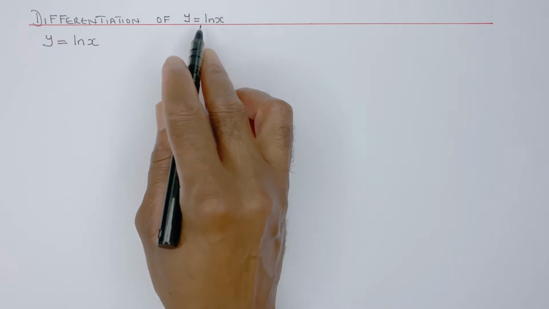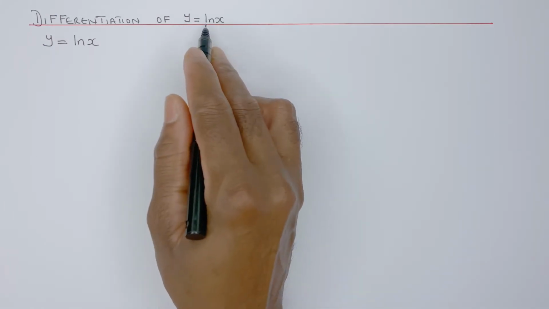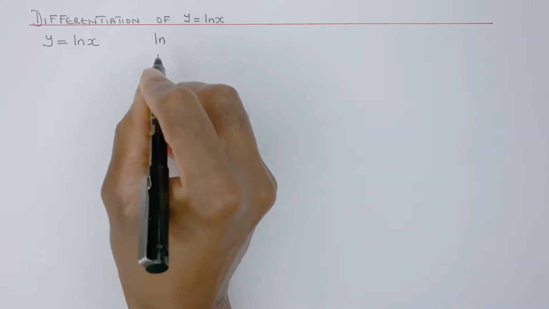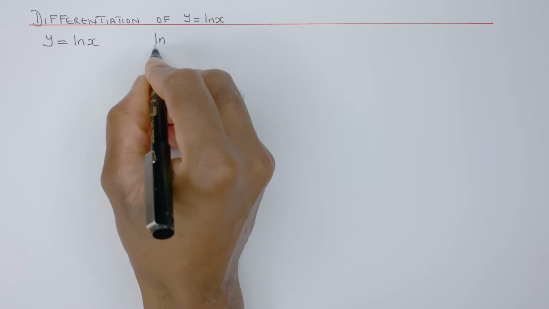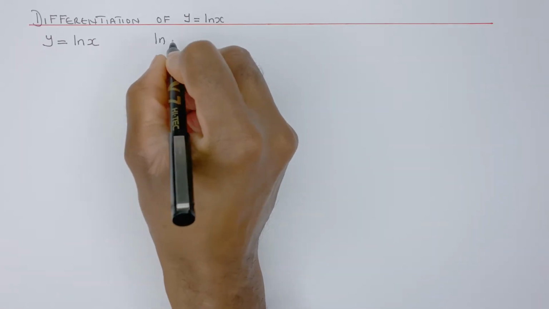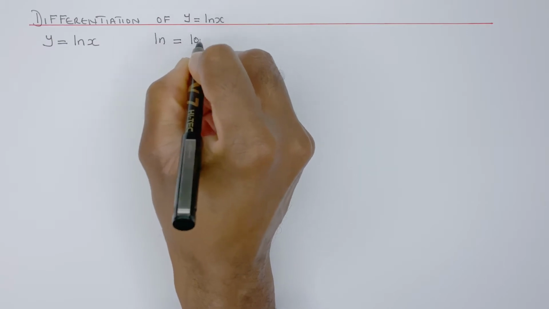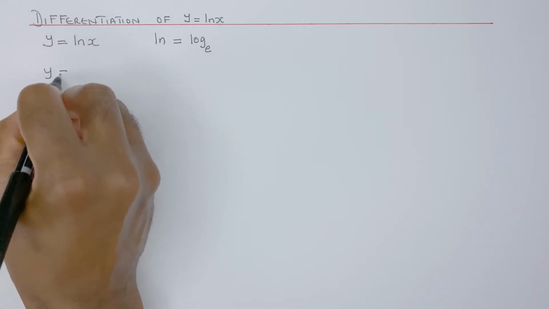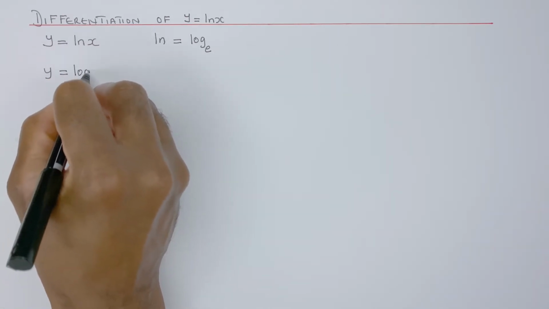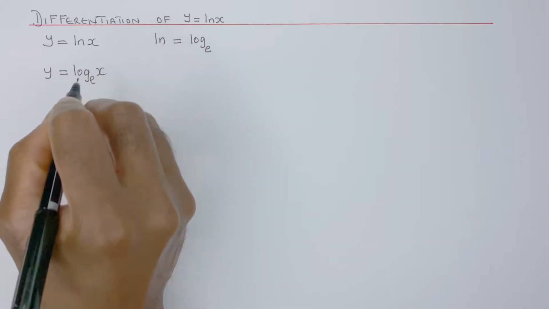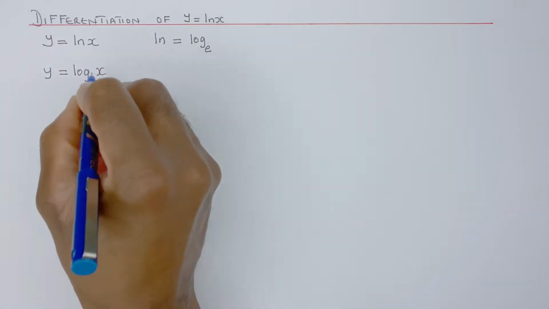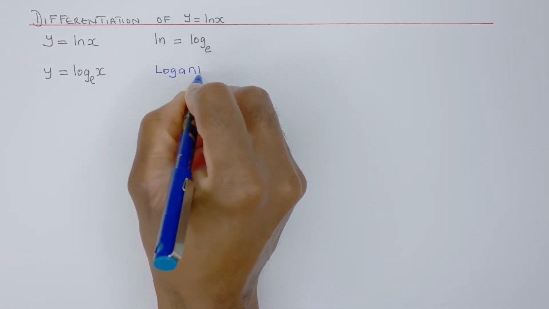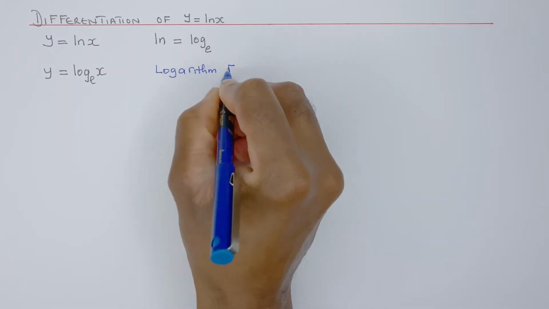Differentiation of y equals ln x. Ln, which stands for natural logarithm, is equal to log of base e. We can write y equals log of base e x. This function is a logarithm function.